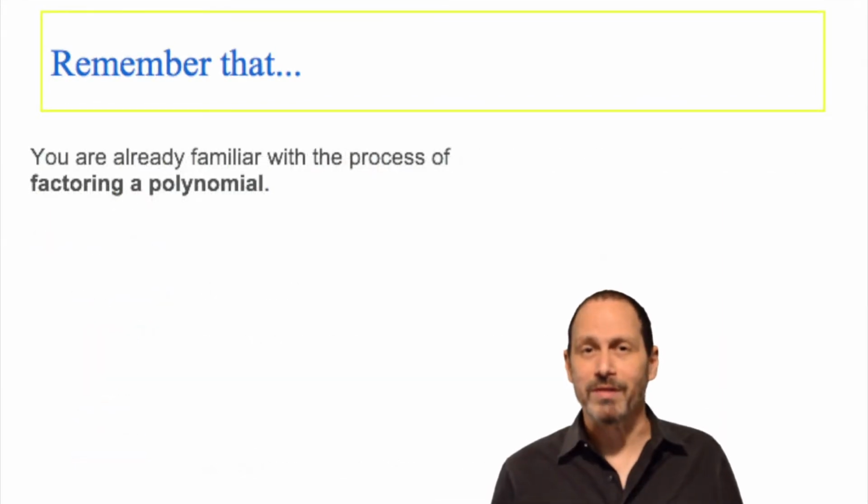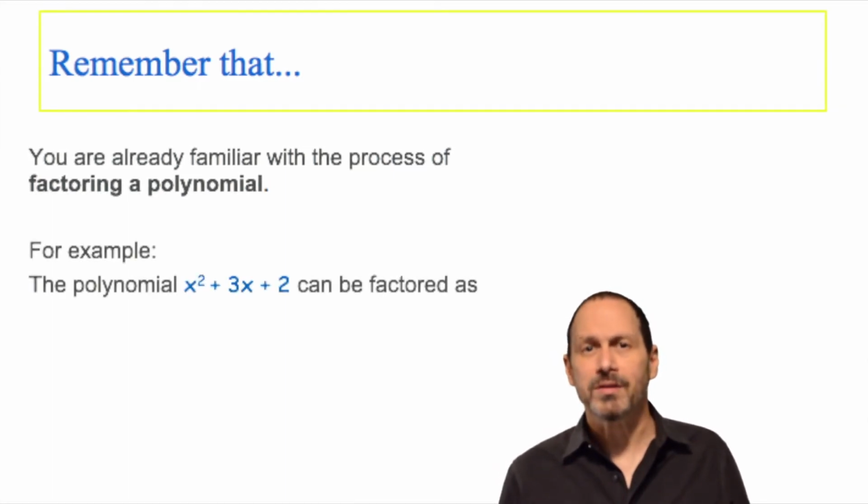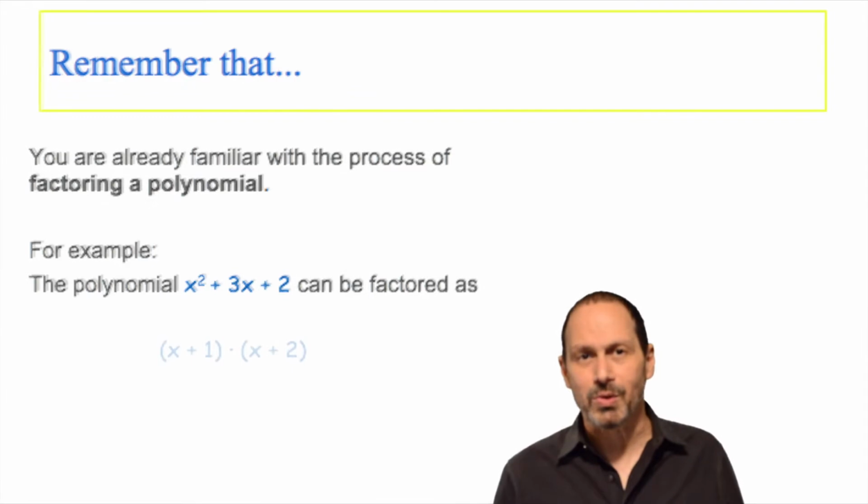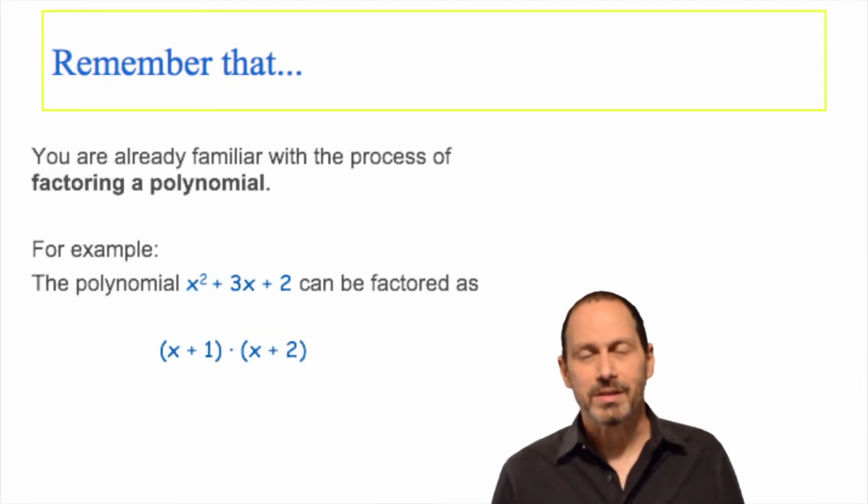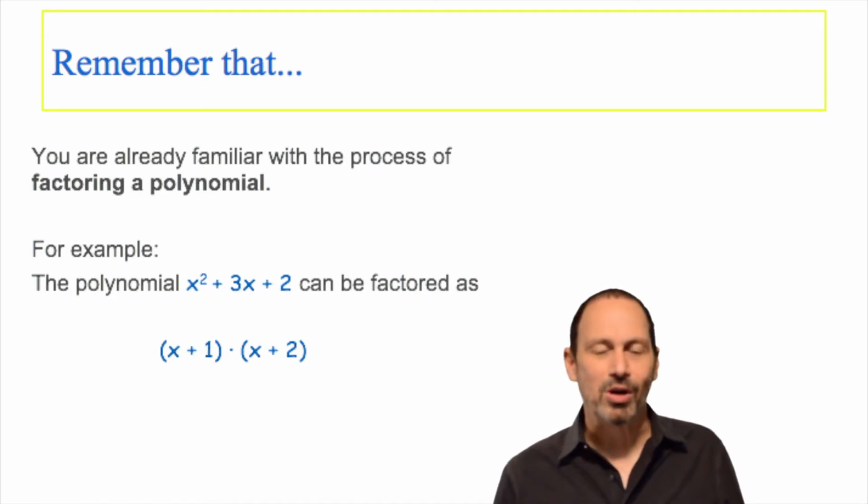You are also already familiar with the process of factoring polynomials. Let's say you have the trinomial x squared plus 3x plus 2, and then you want to factor that. Well, that's equivalent to x plus 1 multiplied by x plus 2. Those are the factors of that trinomial.